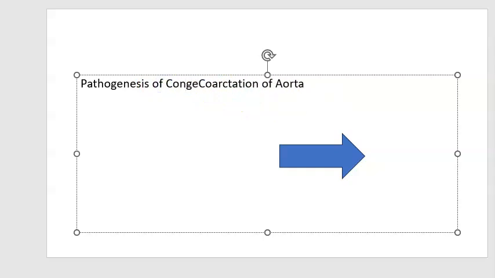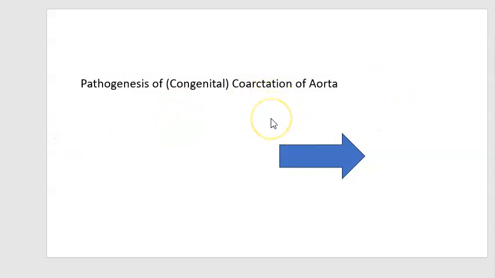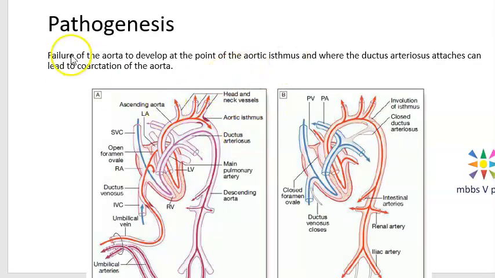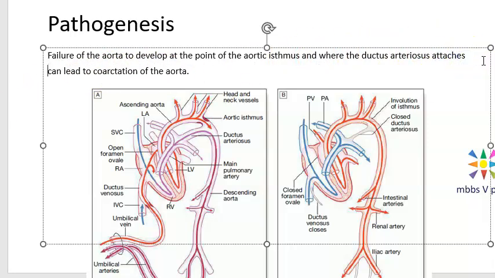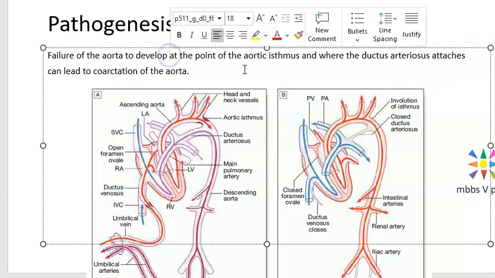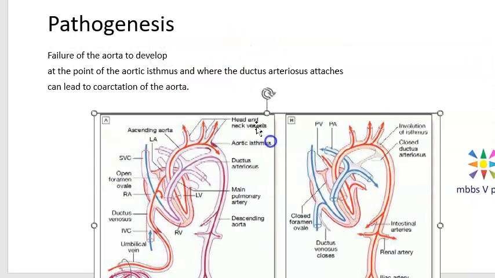congenital part of it. Because the acquired part, you already know what happened: vessel inflammation in Takayasu and then trauma, etc. Now let us look at the congenital. Why did it happen? Read this statement. Failure of the aorta to develop at the point of aortic isthmus where the ductus arteriosus attaches can lead to coarctation of aorta. Very good. Failure of the aorta to develop, that much we understood.